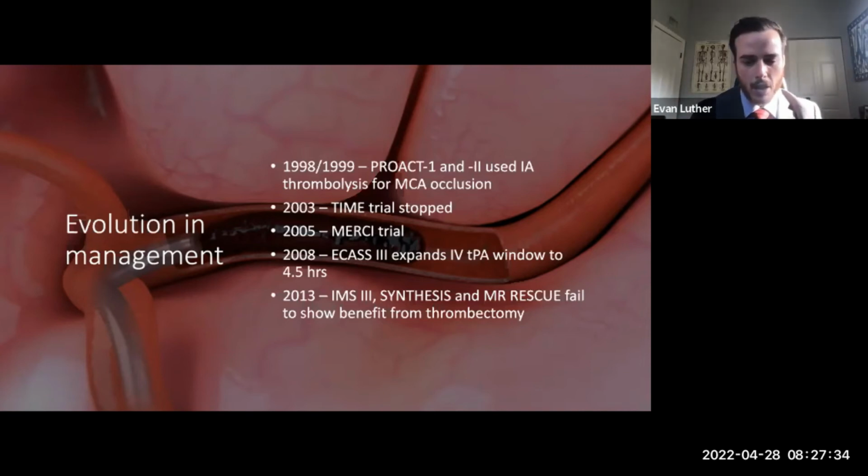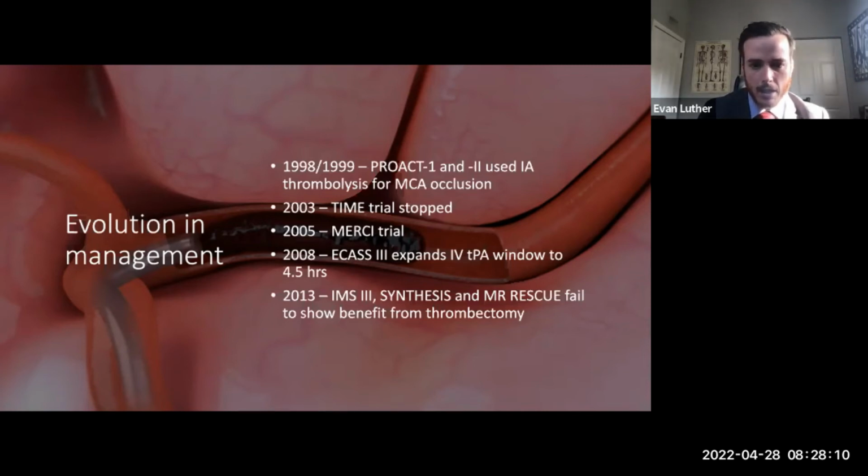So then we saw the TIME trial, the MERCY trial, the ECASS 3 trial. All of these trials were using a variety of different technologies to try to remove these clots. The TIME trial used aspiration alone. The results were negative, never published. The MERCY trial used a stent retriever and had about a 48% recanalization rate, but they had a really high mortality rate, about 42%. And then the ECASS 3 trial showed better 90-day outcomes with IV TPA.